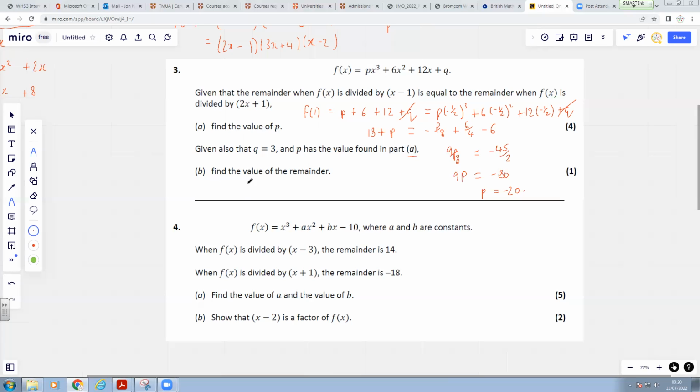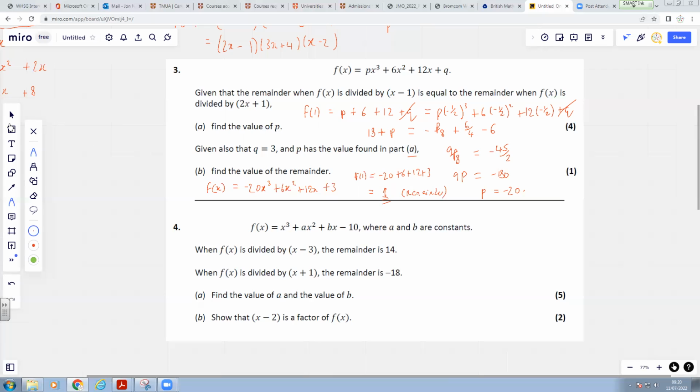What are we going to do? Well, we're going to plug all this in. We're going to find the value of the remainder. So we know f of x, let's just write down f of x first, is going to be minus 20x cubed plus 6x squared plus 12x plus 3. And then they just want us to find the value of the remainder. Well, it's probably easier to chuck in x is 1 because we always chuck in what makes the bracket 0. And so f of 1, well, that's going to be minus 20 plus 6 plus 12 plus 3. And that comes to, what is that? 1? I think it comes to 1. That's the remainder. Let's make it nice and clear to the person marking it what we've actually done there.